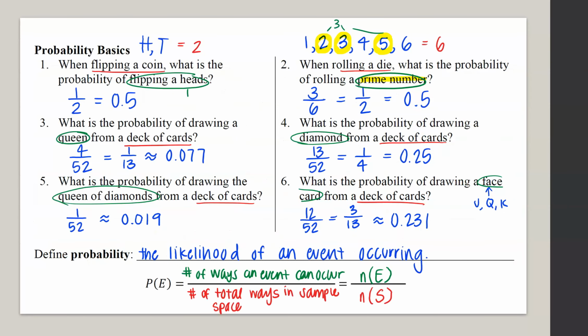So what you should have gotten for number 3, there are 4 queens total in your deck of cards, so 4 out of 52 or 1 out of 13 is the probability. For number 4, of the 52 cards in a deck, 13 of them, or exactly 1/4, are diamonds. So that's the probability of drawing a diamond. For question 5, there is only one card in your entire deck that is specifically the queen of diamonds. So the probability was 1 out of 52. And lastly, in number 6, of the 52 cards in a deck, 12 of them would be face cards, or 3 out of 13.